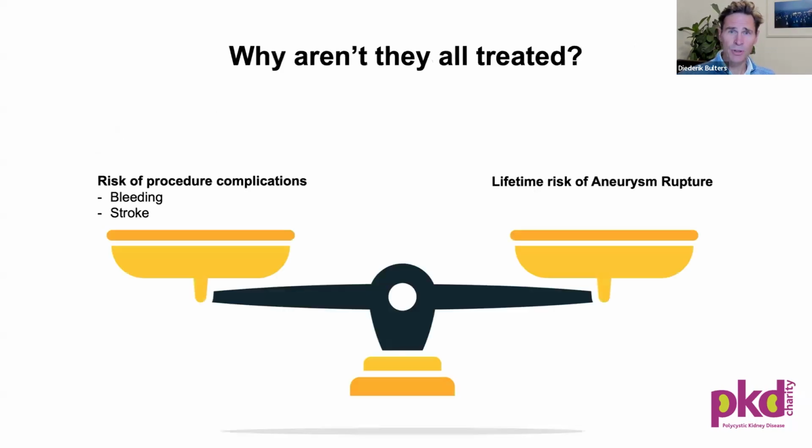So why am I even talking about not treating these aneurysms? Why aren't they just all treated? Well, in medicine, we're always weighing up what are the risks of our procedure and trying to weigh it up against the risks of leaving things alone. So in this case, you're talking about the risk of aneurysm rupturing in your lifetime. And the issue is, what I told you before, is that those risks of aneurysm rupture are not necessarily that big depending on your exact aneurysm.